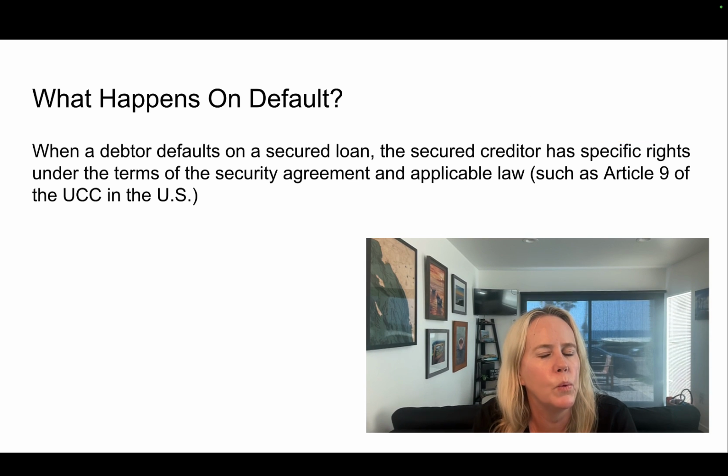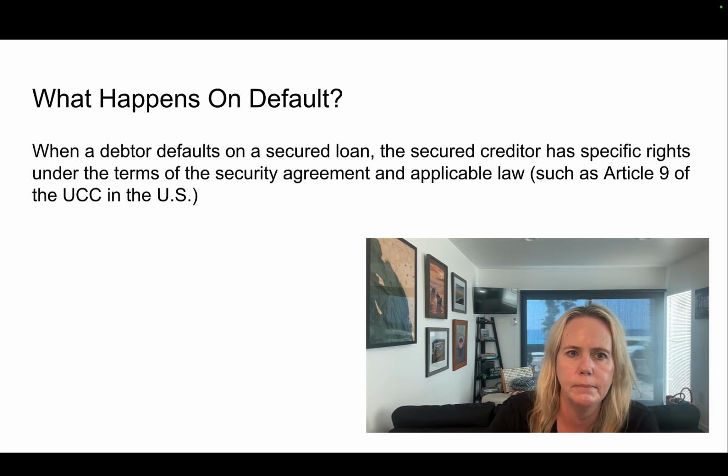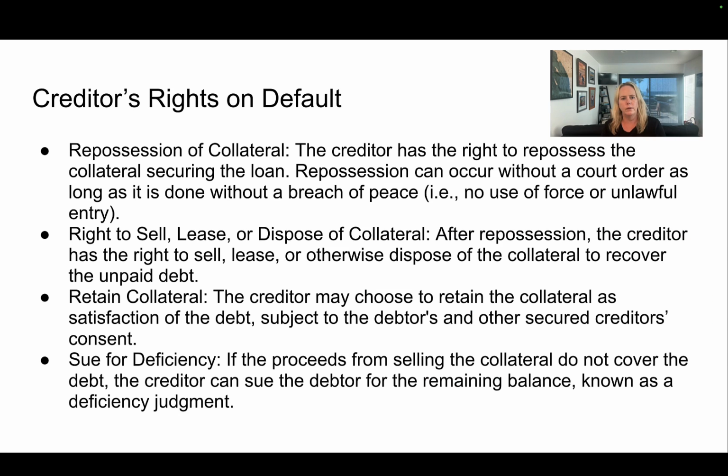So what happens when a debtor defaults? Generally, the secured creditor has specific rights under the terms of the security agreement and applicable law. Generally, that's Article 9 of the UCC. So what can the creditor do? Well, first of all, secured creditors have the right to go and repossess the collateral. Repossession can occur without a court order as long as it's done without a breach of the peace, which means no force, no unlawful entry. You can't break into somebody's garage to repossess their car.